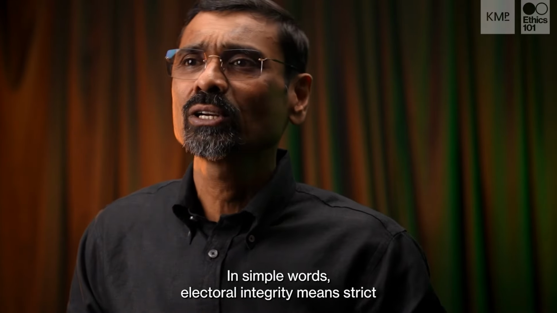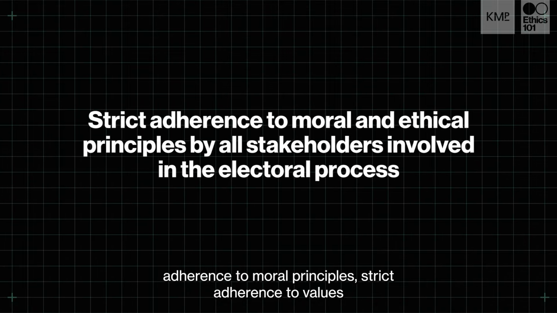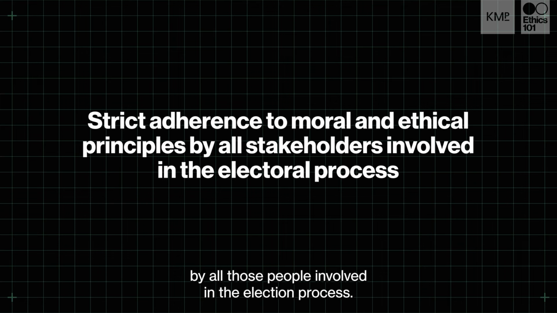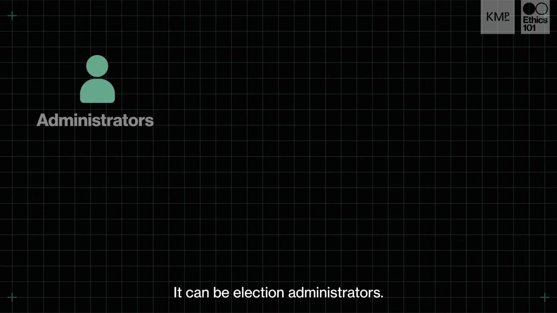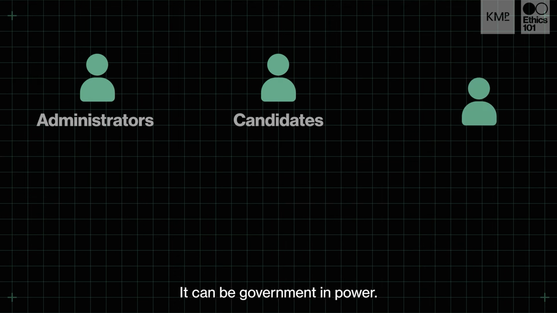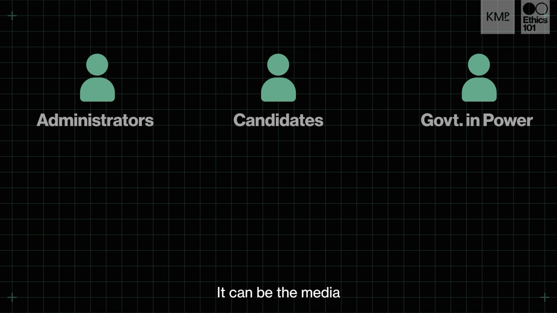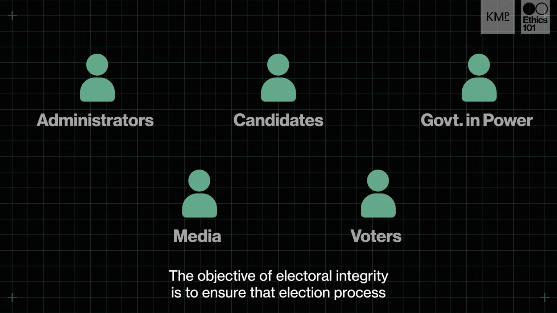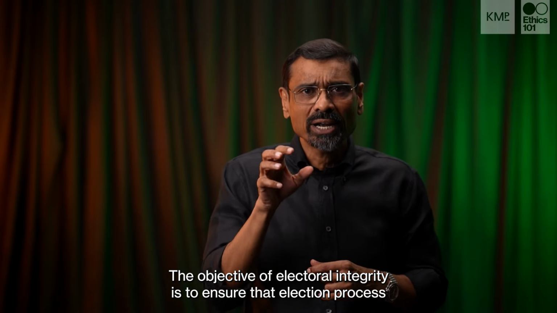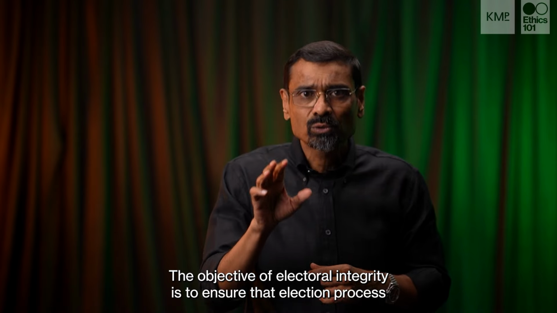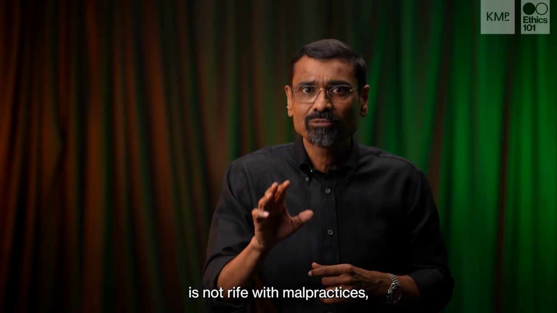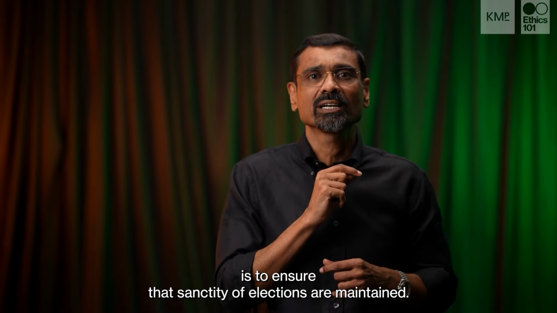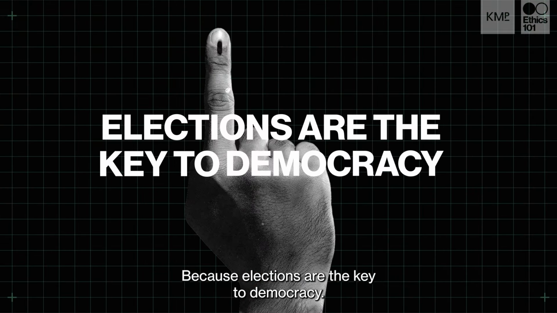In simple words, electoral integrity means strict adherence to moral principles and values by all those involved in the election process. It can be election administrators, candidates, the government in power, the media, and most importantly, the voters. The objective of electoral integrity is to ensure that the election process is not rife with malpractices, and that the sanctity of elections is maintained. Because elections are the key to democracy.